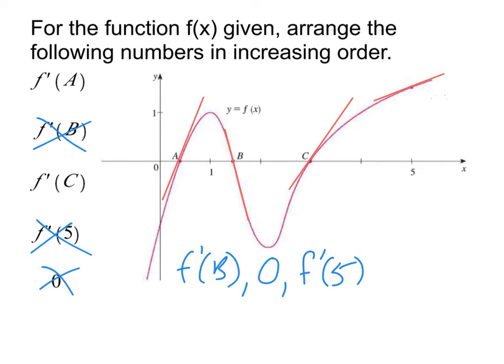I'd say A looks steeper there. So A must be the highest one. So then next up is going to be f prime of C, ending with f prime of A, which is our steepest slope of all. And so then we put those derivatives in that kind of an order.